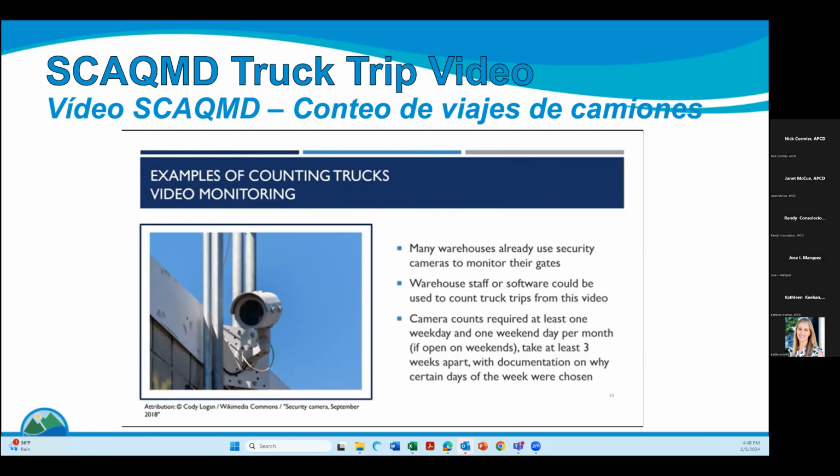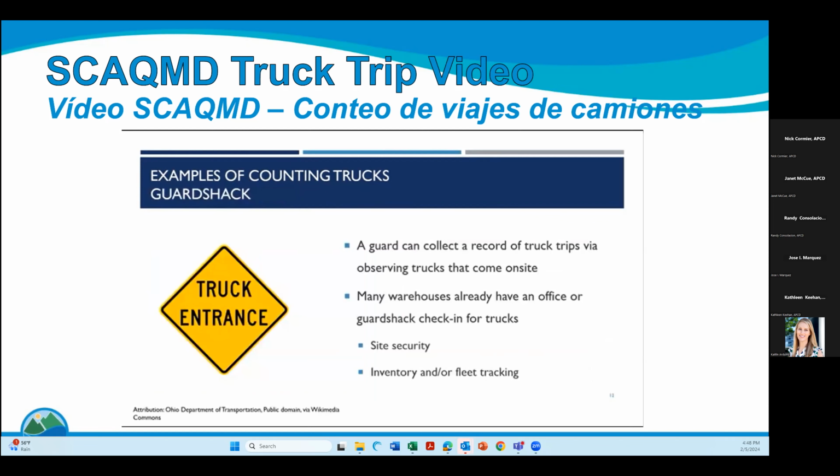aqmd.gov/ware. An employed guard could collect proof of truck trips. Like video monitoring, using representative peak sampling instead of daily counts could be useful for this method. See the WARE Implementation Guidelines, page 4, for more information. Again, the WARE Implementation Guidelines are available on our website, aqmd.gov/ware.